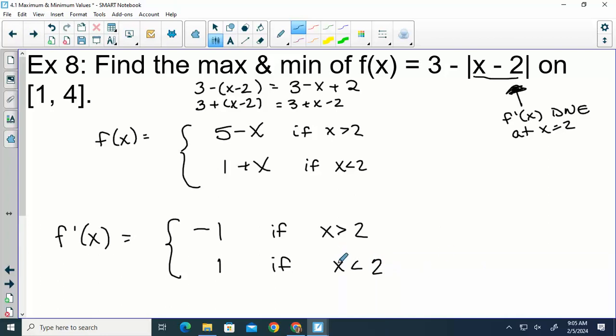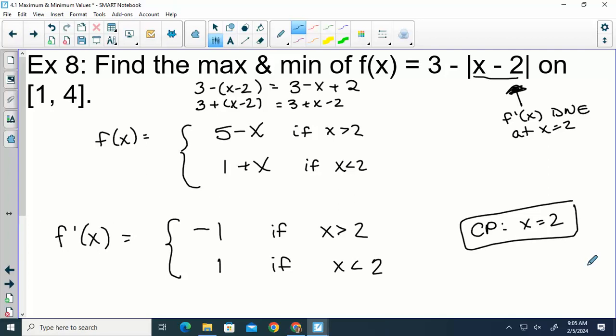No. 1 doesn't equal 0, negative 1 doesn't equal 0. So my only critical point is x equals 2, because critical points are where the derivative is 0 or undefined. It's never 0, but the derivative is undefined at 2 because on the graph we would have that corner there. That's the breaking point when we jump from one piece to the next.